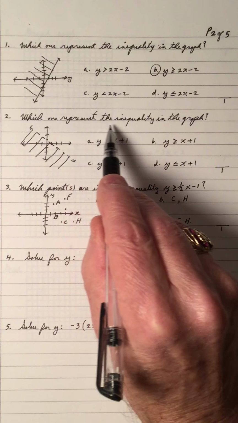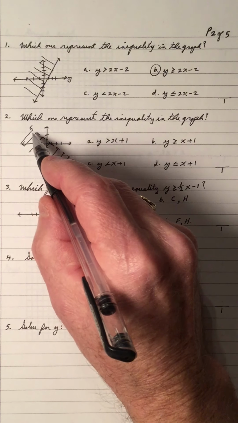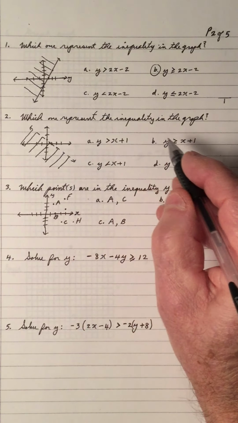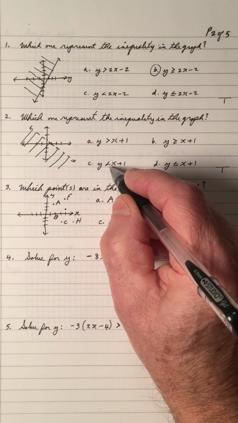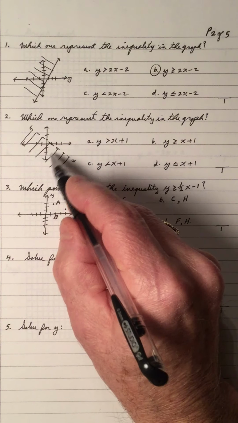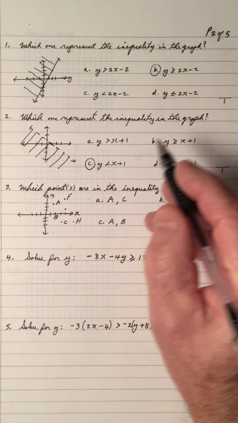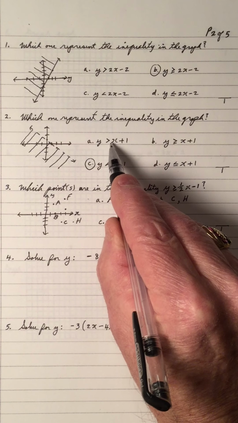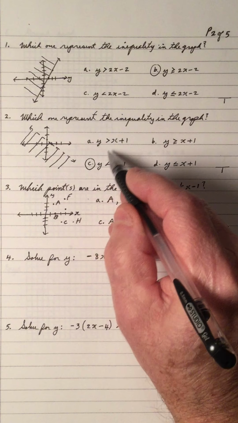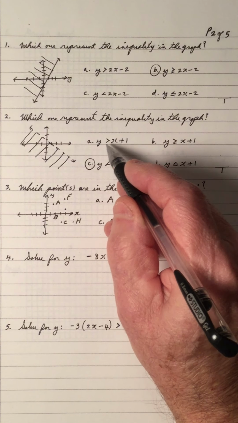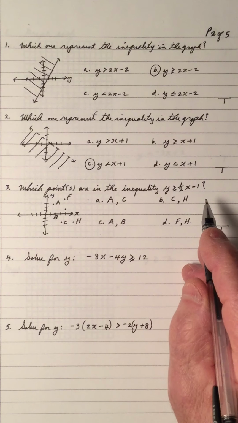Number 2, which one represents the inequality in the graph? And again, notice that this graph has a broken line, so there's no equal sign, so one of these is the answer. And since we're shading below the line, below is less than, so it must be C. And notice again that the slope is 1 and the y-intercept is 1 for each of these, so the graph depends on greater than, less than, equal to, or not equal to, so C is the answer.